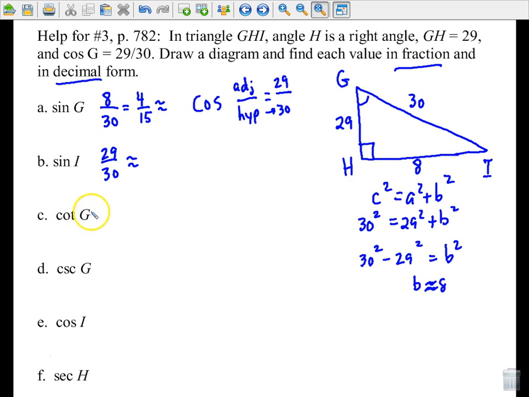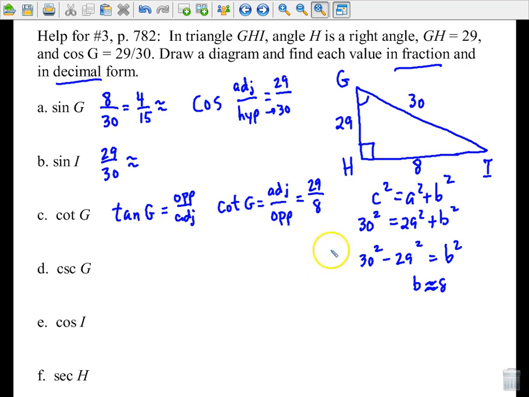Okay, cotangent G. Well, if it helps, just think about tangent G. Most people are familiar with sine, cosine, and tangent. Tangent G is opposite over adjacent. Well, cotangent is just the inverse of that. It's adjacent over opposite. Okay, so looking out from G, the adjacent side is 29, and the opposite side is 8. And then you would find the decimal form.